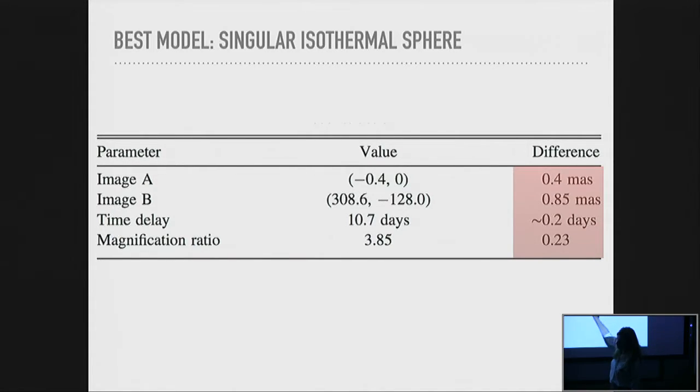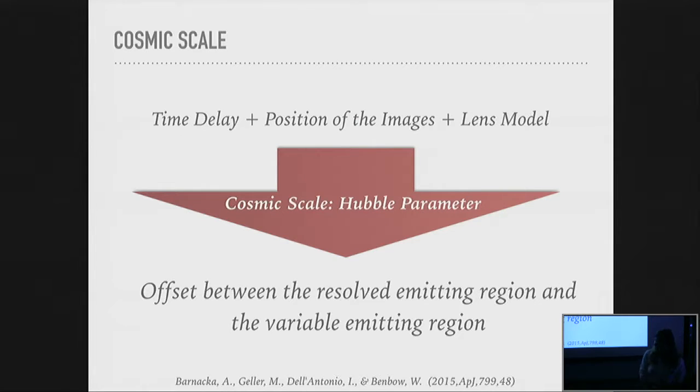This tells us that the resolution of our lens now is about 1 milliarcsecond. So we have a well-reconstructed position, a well-reconstructed model of the lens, and a very well-measured time delay. So now finally we can take advantage of those measurements.